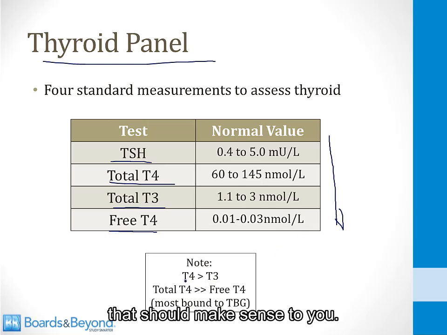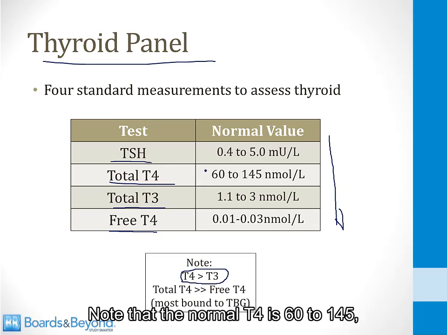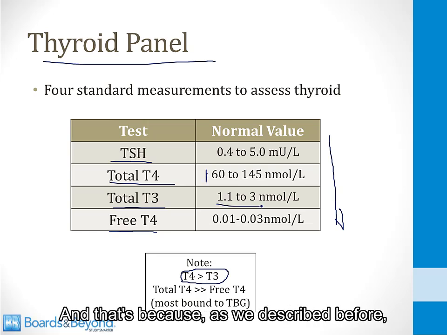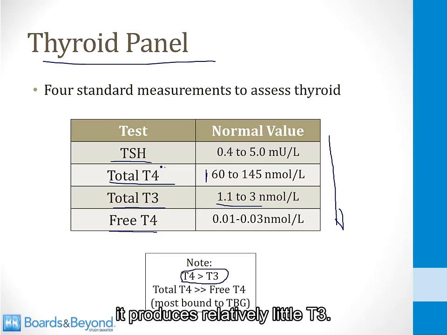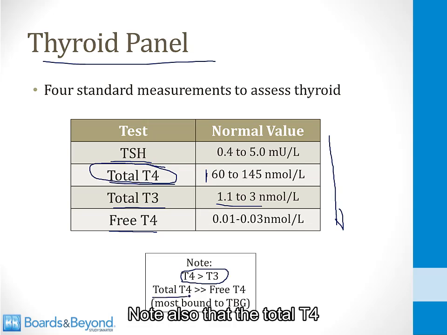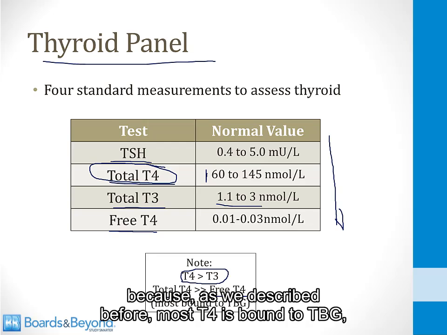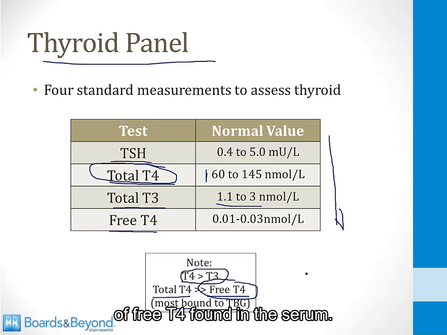First of all, the T4 level is much higher than the T3 level. Note that the normal total T4 is 60 to 145, while the normal total T3 is 1 to 3, and that's because, as we described before, the thyroid gland mostly produces T4. It produces relatively little T3, so total T4 is always much higher than T3 in the plasma. Note also that the total T4 is much greater than the free T4, and that should also make sense to you because, as we described before, most T4 is bound to TBG, and therefore there is a relatively small amount of free T4 found in the serum.